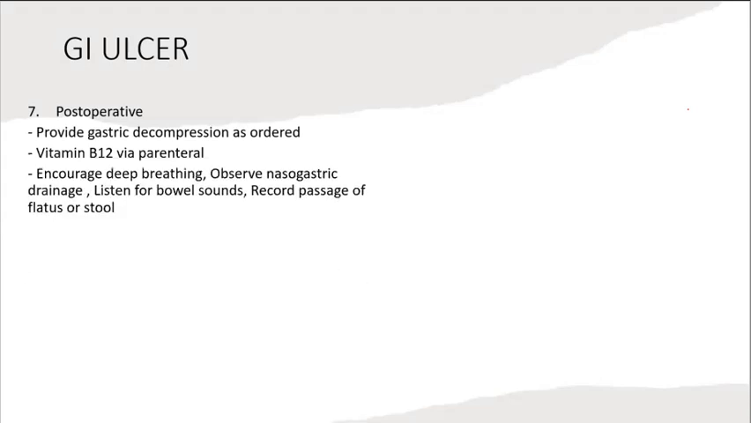Post-operatively, we want to provide gastric decompression to help to empty the contents of the stomach. Like we said, we can give them vitamin B12 through the parenteral route. Again, it's required for life if they've had a partial or complete gastrectomy. We would also need to encourage deep breathing, observe our nasogastric drainage. We would also observe for peristalsis, listen for bowel sounds, record passage of flatus or stool. We would also need to teach preventive measures for dumping syndrome.